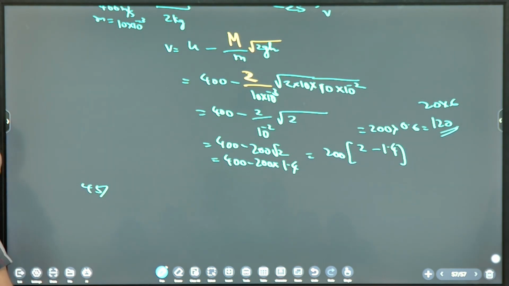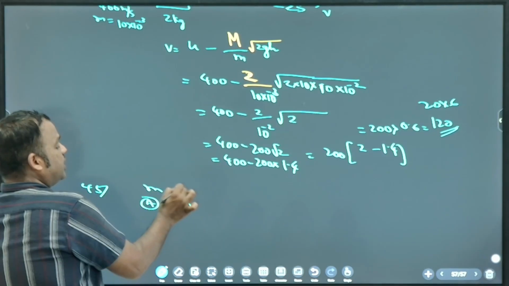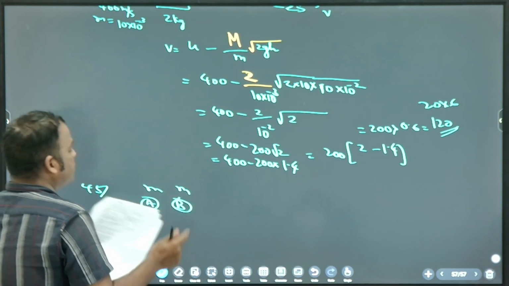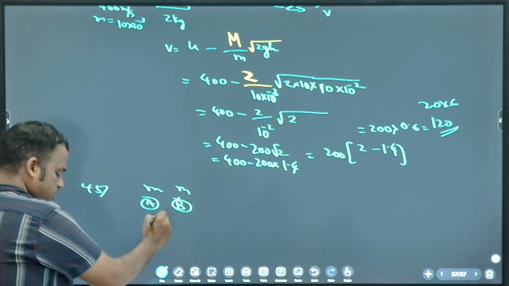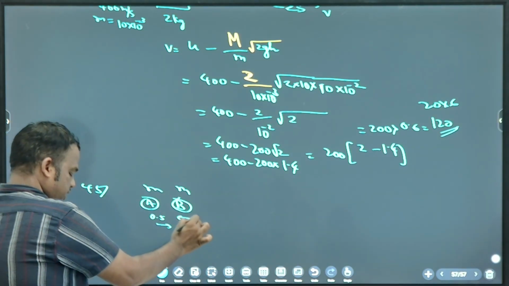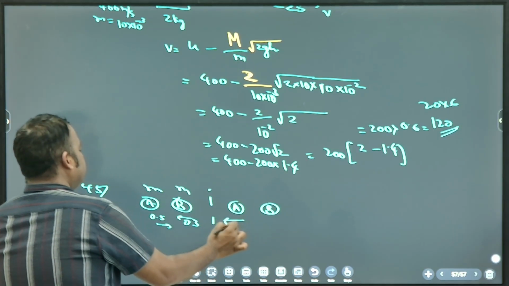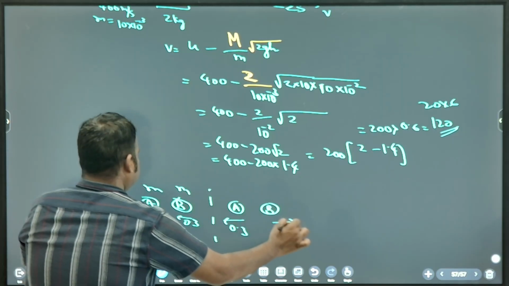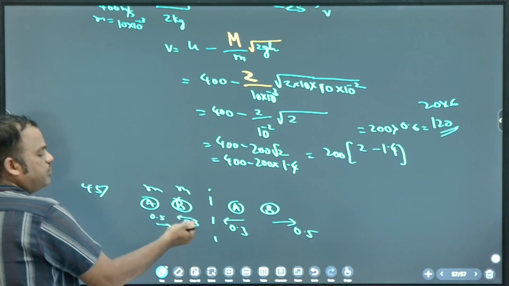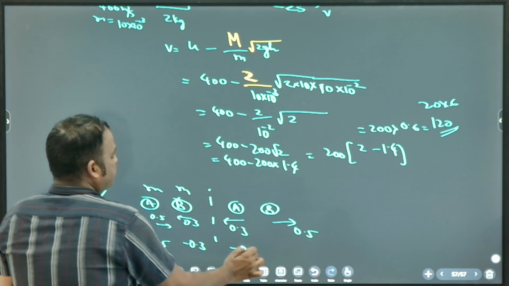Two identical balls A and B. Identical means same mass. So by elastic collision, right? Elastic collision interchange. So this is 0.5. This is left side 0.3. So after collision, A will go left side with 0.3, B will go right side with 0.5. Left side means minus only. So minus 0.3 and 0.5.